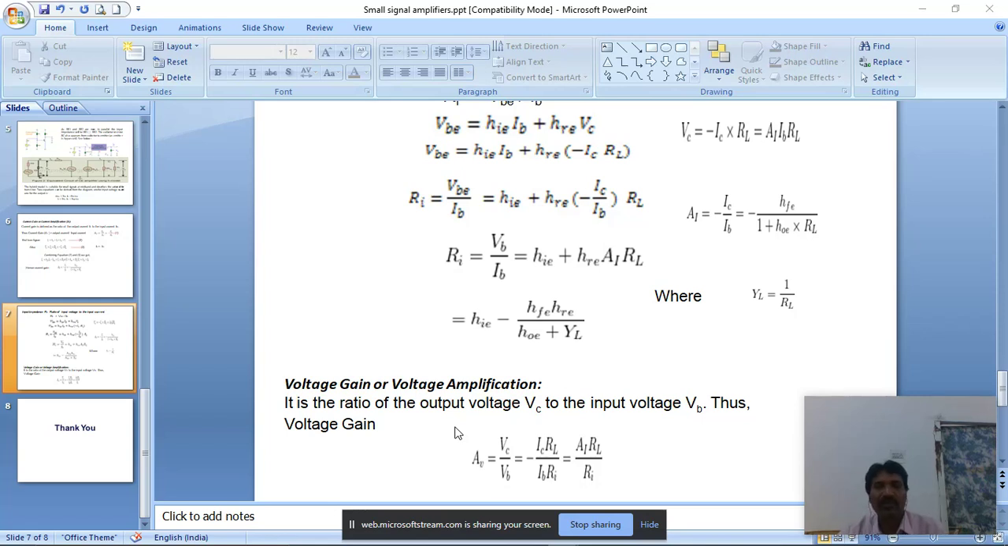So to analyze the amplifier, we have to find out the voltage gain, current gain, and input impedance.